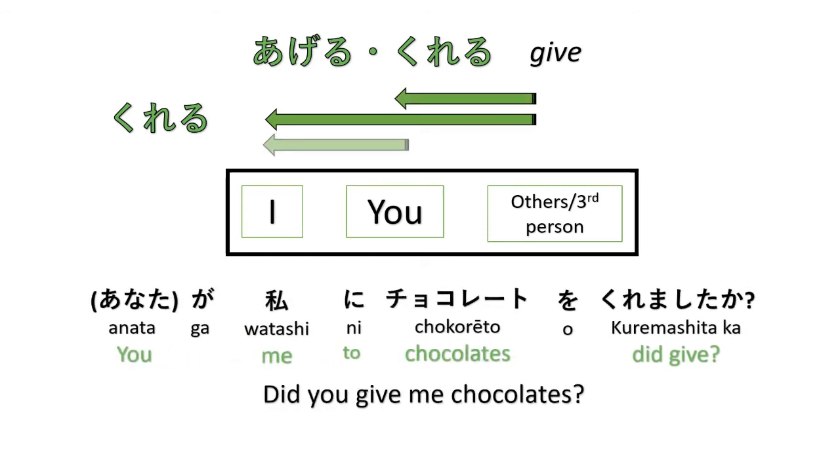And another example, going from you to me. Anata ga or anata wa watashi ni chokoreto o kuremashita ka? Did you give me chocolates? Here we can drop anata, the second person. So this can be read as watashi ni chokoreto o kuremashita ka? Did you give me chocolates?